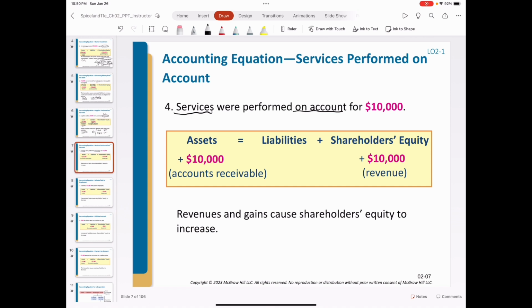Because the service has been performed, according to the revenue recognition principle, the company should recognize revenue. With revenue increase, it is also equivalent to the shareholders' equity increase. So shareholders' equity increased 10,000. Because it is on account, that means the customer deferred the payment. Instead, the law office will record another asset.